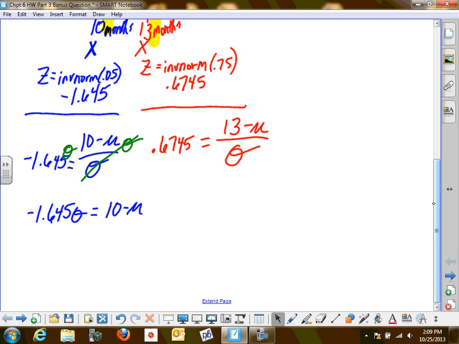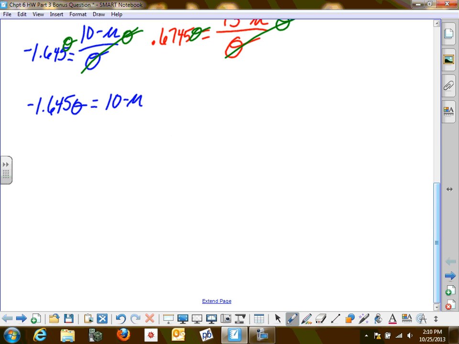All right, let's do the same thing over here. Multiply by your standard deviation. So that makes this equation, and I'm actually going to write it underneath of this problem because that's the format I'm going to use it in: 0.6745 standard deviations is 13 minus the mean.